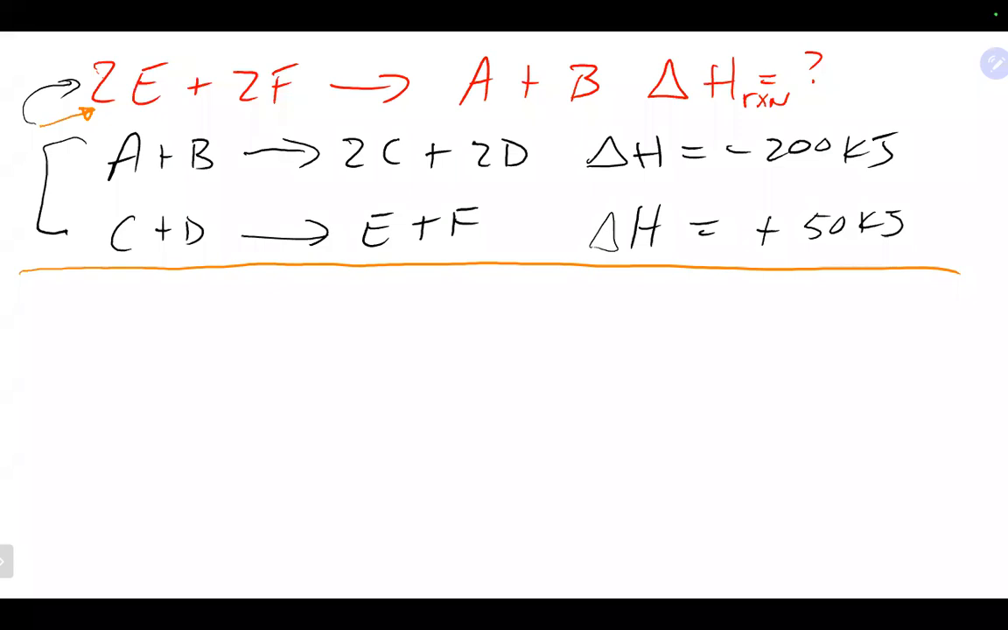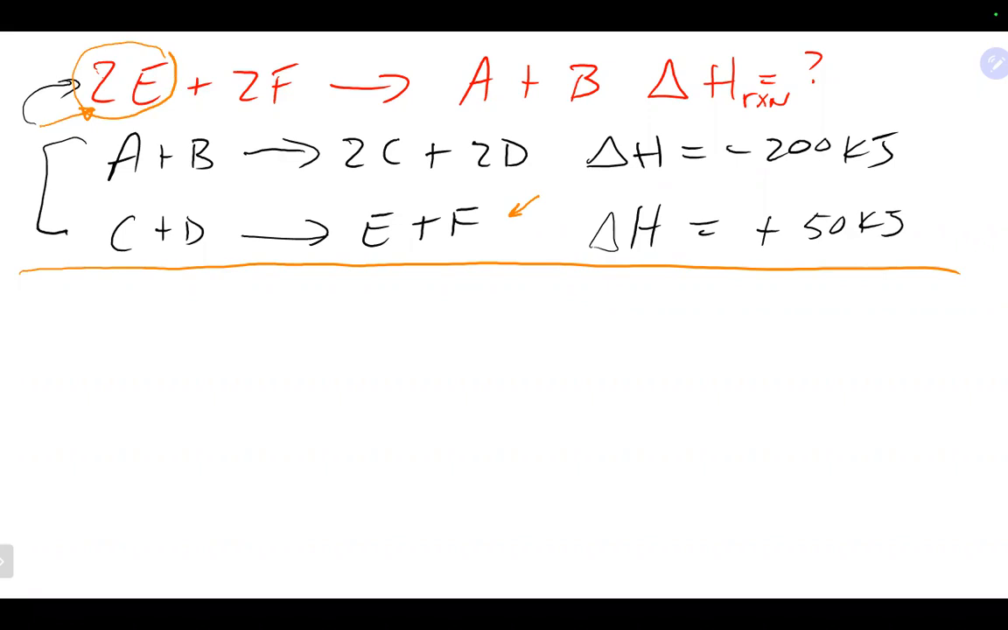So if I was looking at this, I would see I definitely have E over here on the left-hand side. The only equation that has E in it is actually the bottom equation, right? And it's on the right-hand side, which means it's on the incorrect side for what I need. First, that tells me I have to take the bottom equation and reverse it to get the E to the correct side.